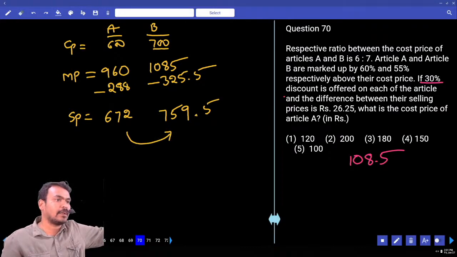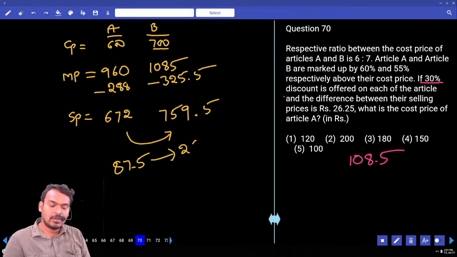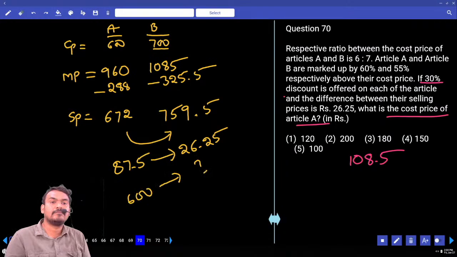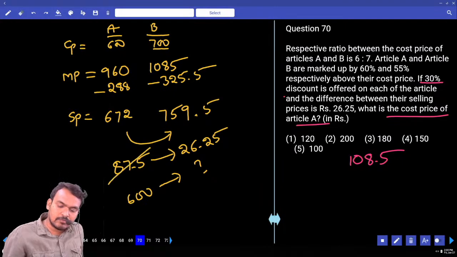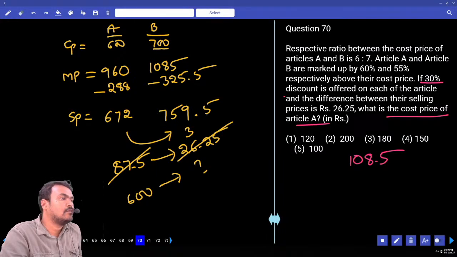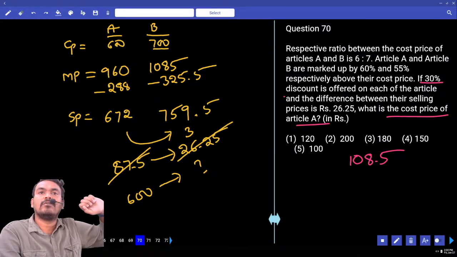Compared to 728, lesser. Compared to 759.5, more. How much difference? 87.5. That is equal to how many rupees are given? 26.25. But which one do we require? The cost price of article A, which means we require a value like 600. 875, 2625, almost 3 times. But 87.5 has 1 decimal and 26.25 has 2 decimals.